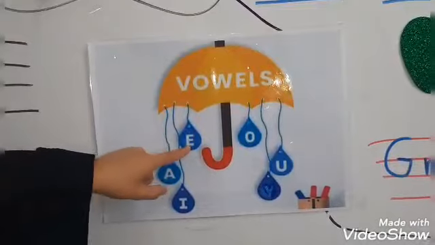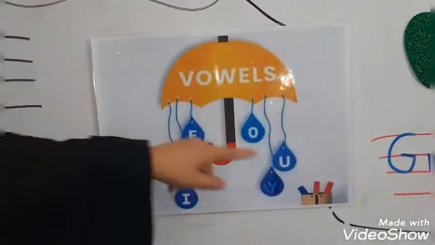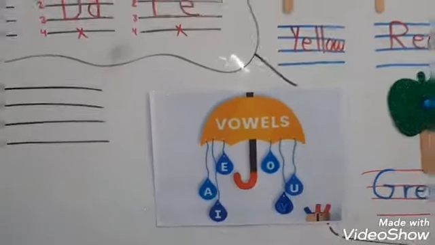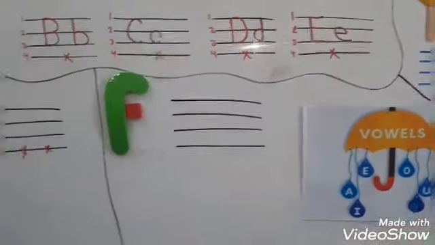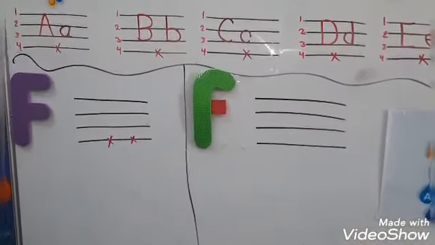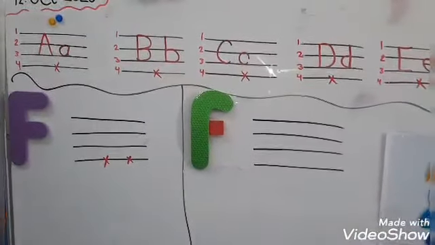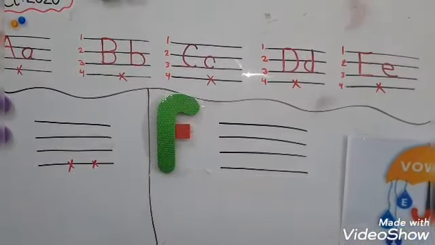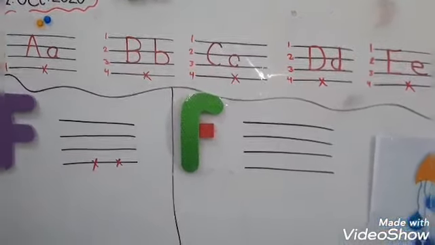A, E, I, U, O. These are the vowel letters. So capital F is a consonant, and it has a sound too. Let's remember how to write capital F.